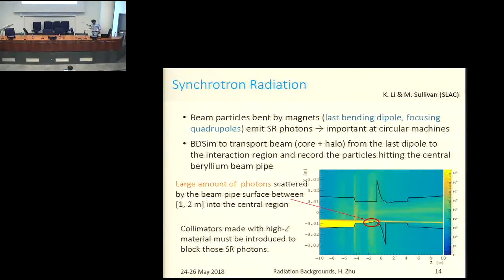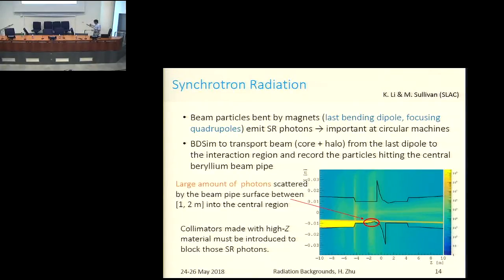I should also mention the synchrotron radiation. So I already mentioned how we prevent some of the synchrotron radiation photons from hitting our central beam pipe directly. The most important SR photons are coming from the last bending dipole magnet, and also a small fraction from the final focusing quadrupoles. Here, Sha showed some analytical results, and we are actually using BDSIM to transport the beam, including both core and halo, from the last dipole all the way to the interaction region, and record the particles hitting the central beryllium beam pipe.